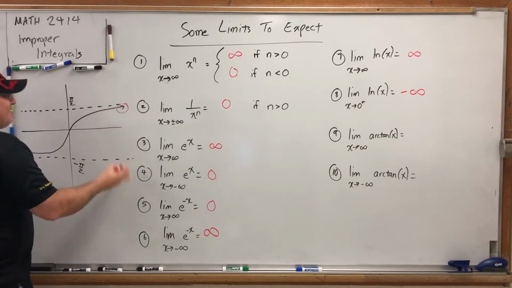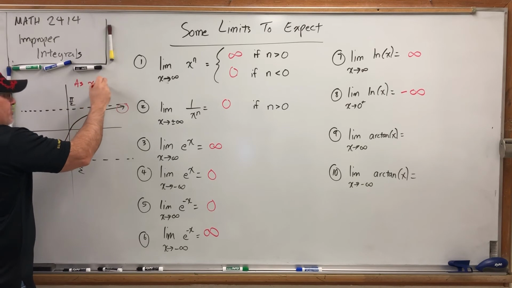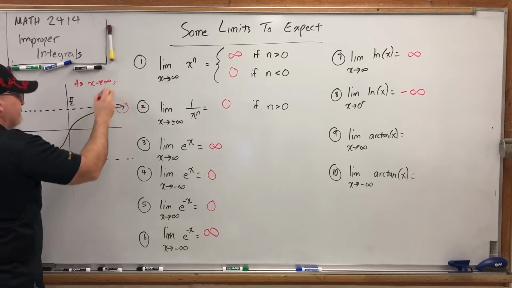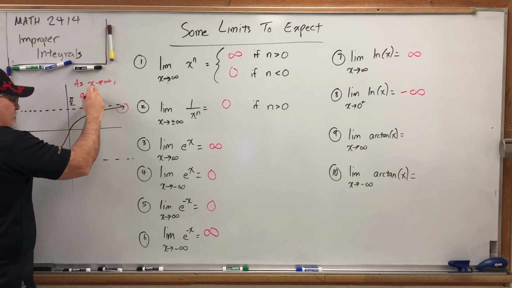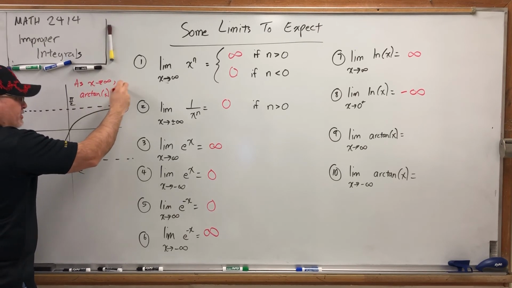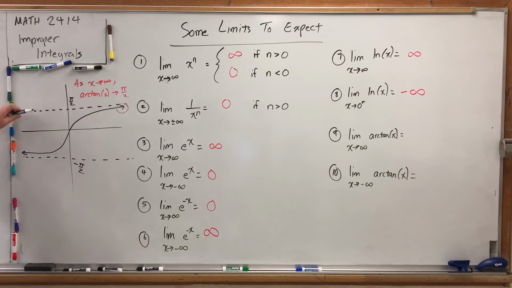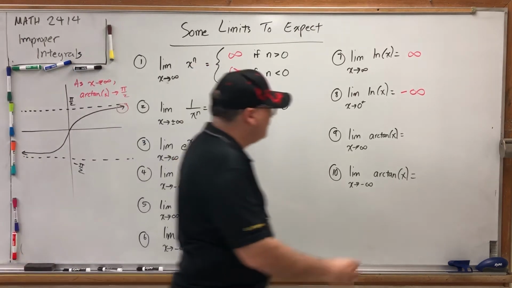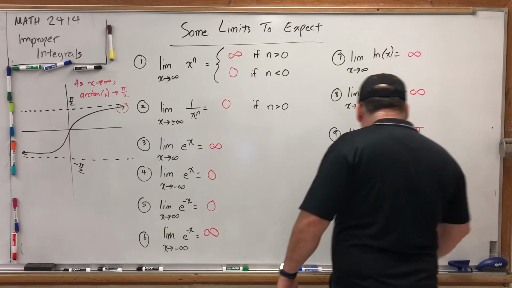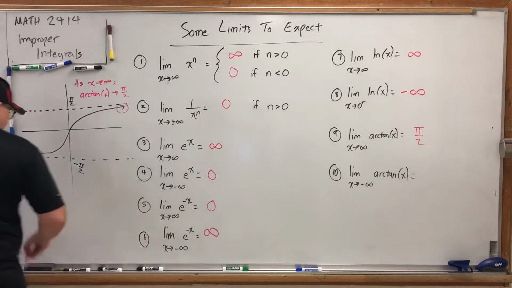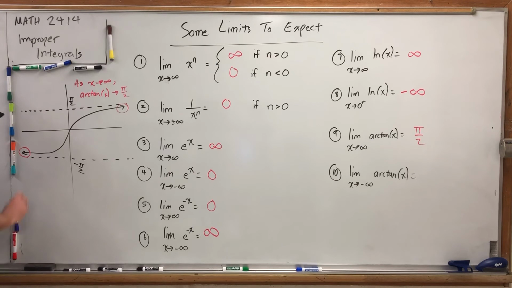This arrow on the right says, as x approaches infinity, as the graph goes forever to the right, arctangent of x, the y-coordinate, is approaching pi over 2, because it's getting closer and closer to this horizontal asymptote. And similarly, this arrow on the left end of the graph says, as x approaches negative infinity, as our graph goes forever to the left, the y-coordinate, which is measuring arctangent, is approaching this other horizontal asymptote of negative pi over 2.